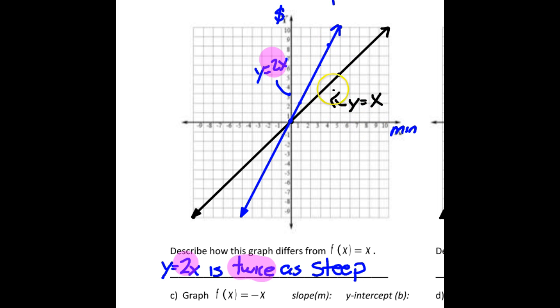If we can go up further, but this one's at 5, 5, the blue is already at 5, 10, twice as much. That's what the slope does to these two lines. You can see how it's twice as much from here to here as compared to here to here. Twice as much.